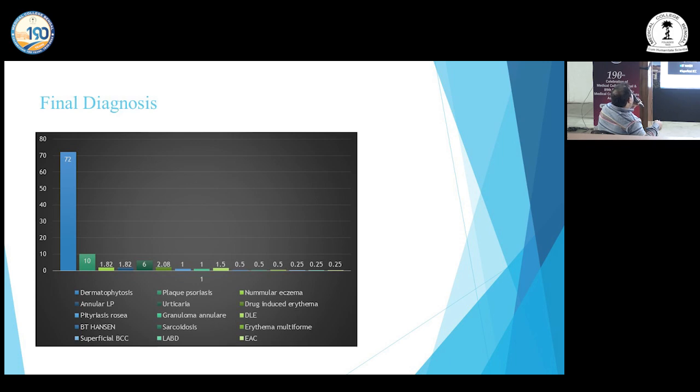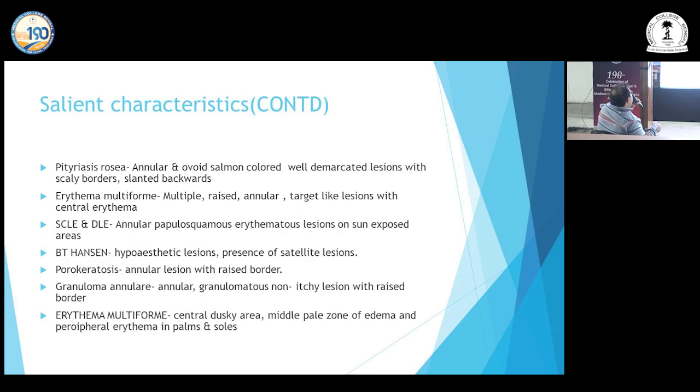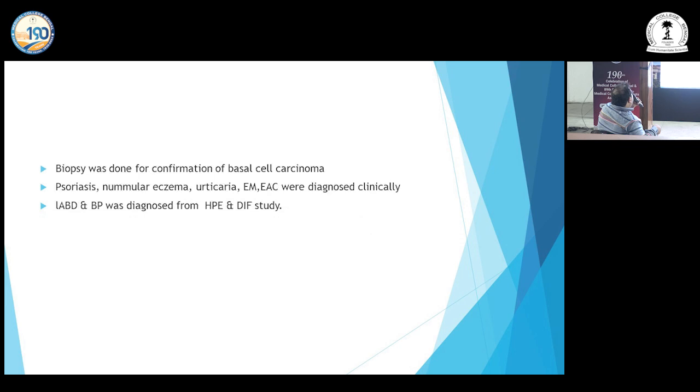This is a bar diagram showing the different final diagnosis rates. 72% were due to dermatophytosis. And now the laboratory investigations: 10% KOH mount was done for dermatophytosis, VDRL with titer and HIV testing for all syphilis patients presenting with annular lesions, IgM anti-HCV for lichen planus patients, then anti-nuclear antibody in Hep2 cell line was done for lupus erythematosus, and biopsy was done for confirmation.